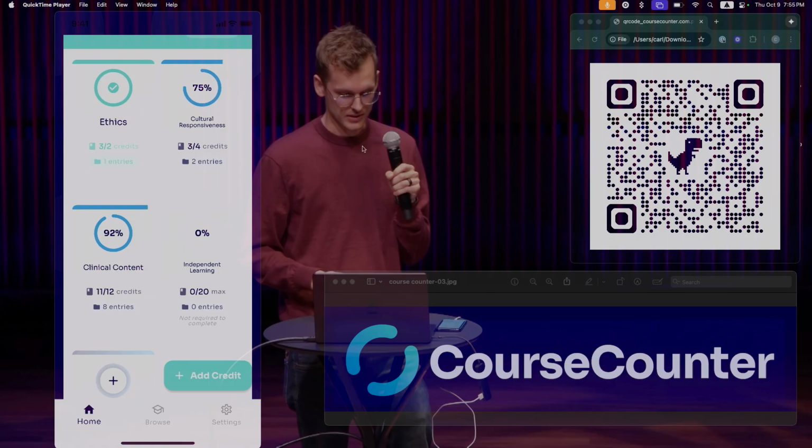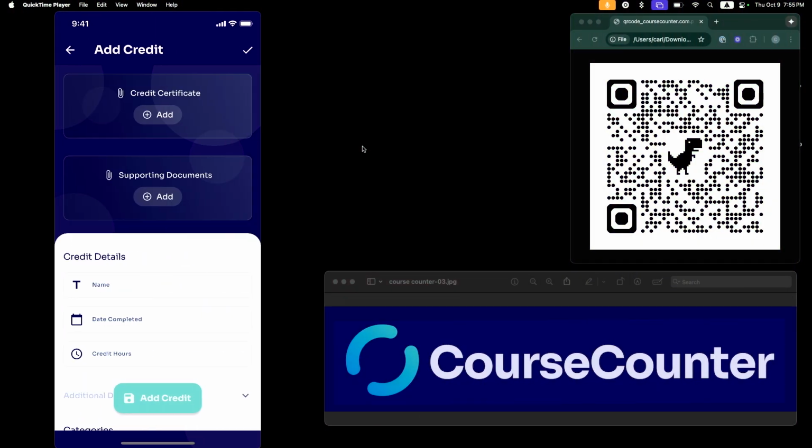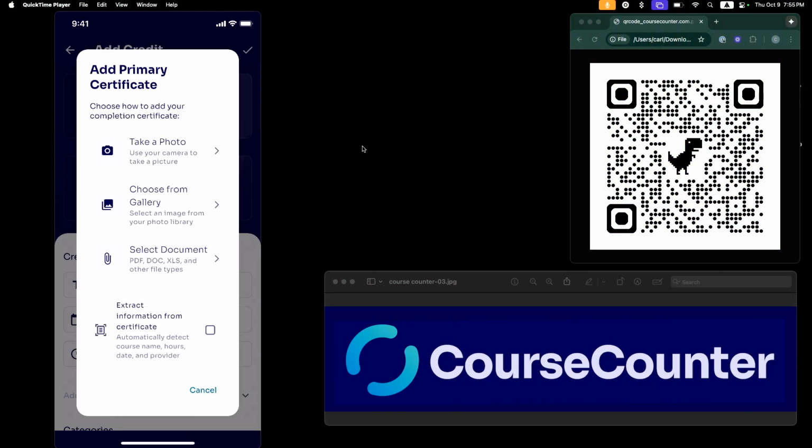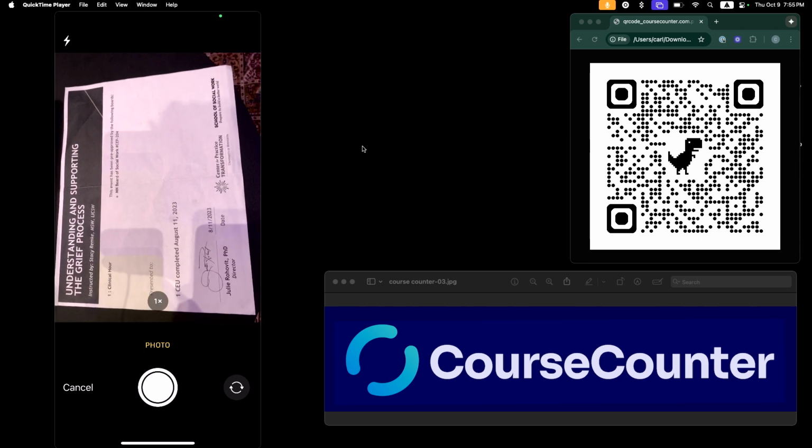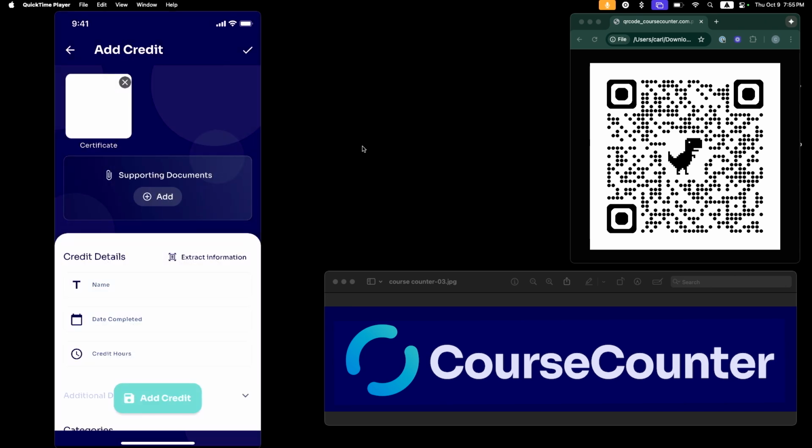This is a paper certificate that my wife earned back in 2023. And for most people, these just go in their desk drawer and only come out periodically to then be rescanned so they can do the math all over again to figure out where they stand. But with Course Counter, you can take a quick snapshot of your certificate, and we parse all the information for you, making it really, really easy.